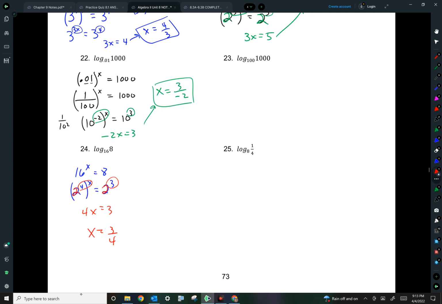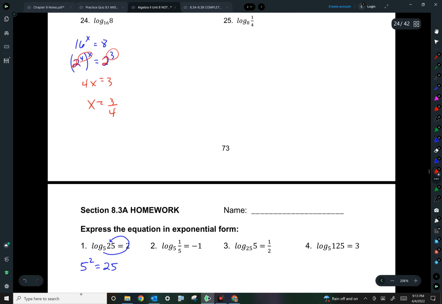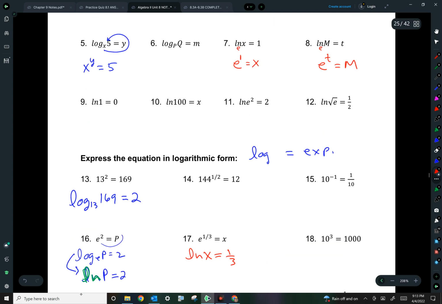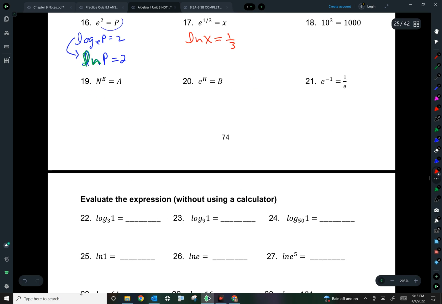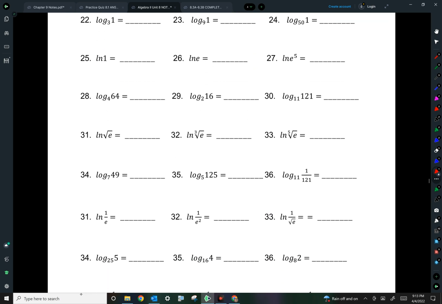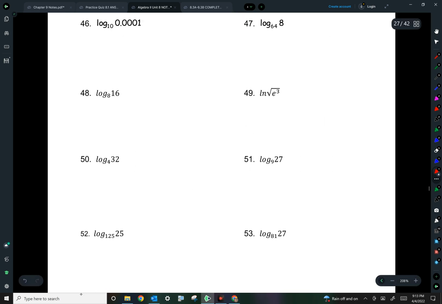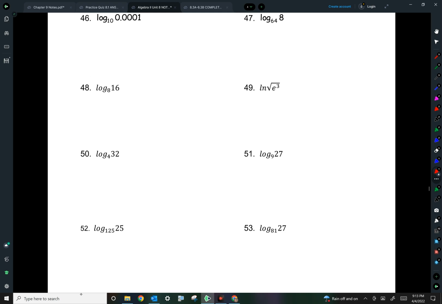Okay, so that's the next level type problem. So in your homework, you have one page of just going back and forth. No solving, just going back and forth, practice. Then you have one page of the basic simplifying, and then you have one page of the next level simplifying.